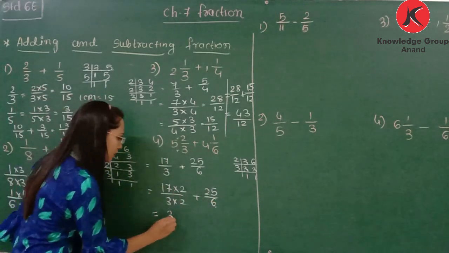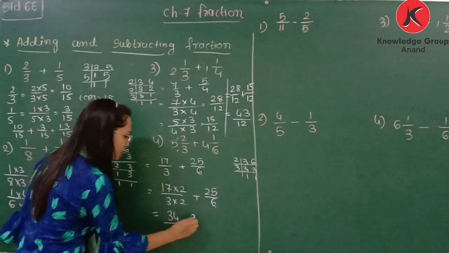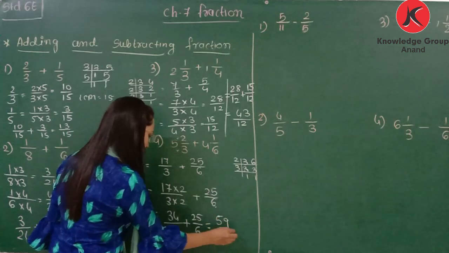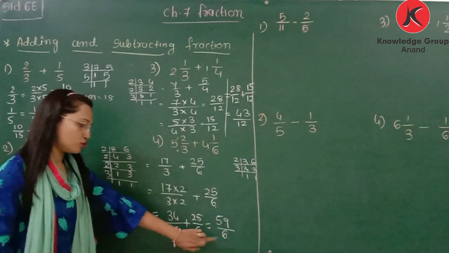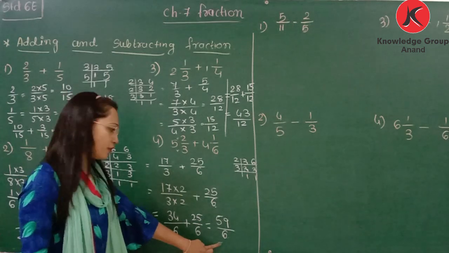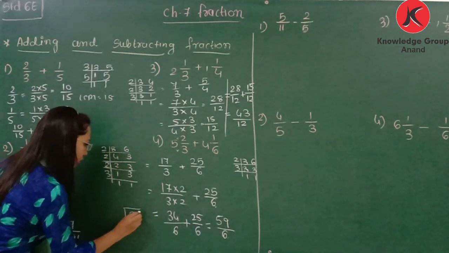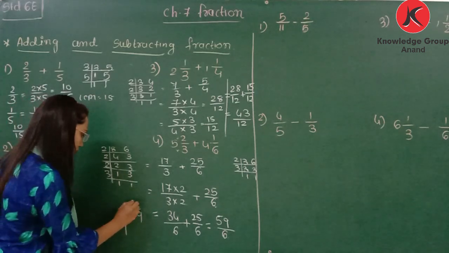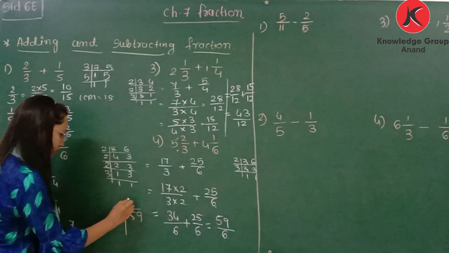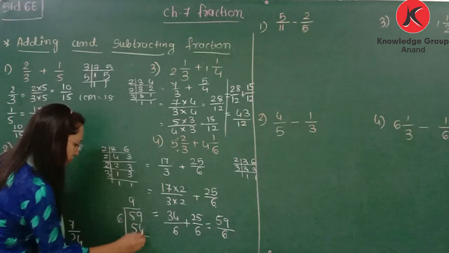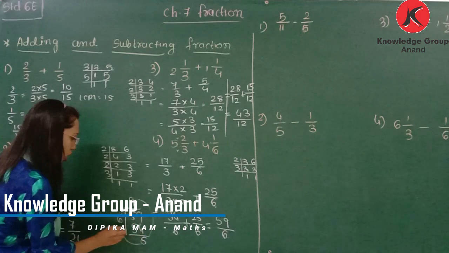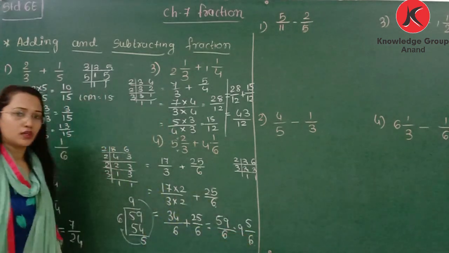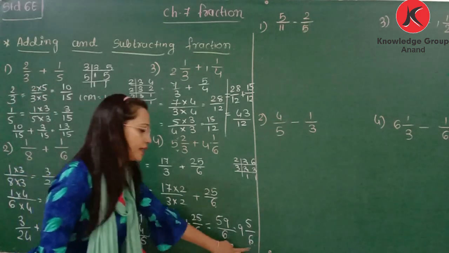Now 17 2s are 34 by 6 plus 25 by 6. Now 59 divided by 6. Here you can again convert this into a mixed fraction. So remainder is 5. Now write it clockwise. So here you can write it is 9 5 by 6. Clear? You can write it any way.